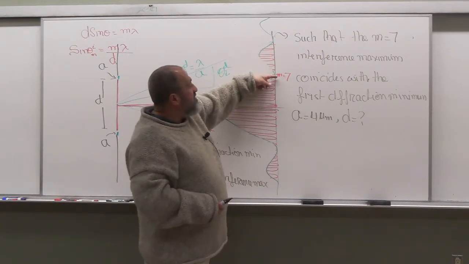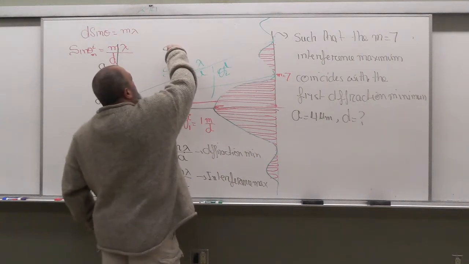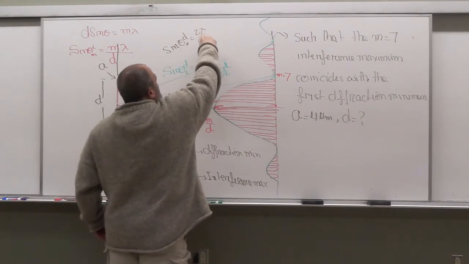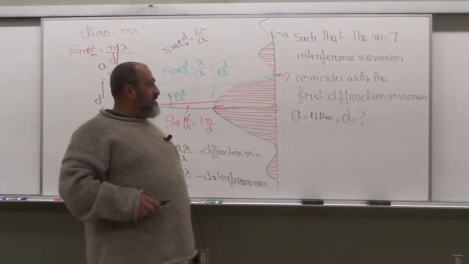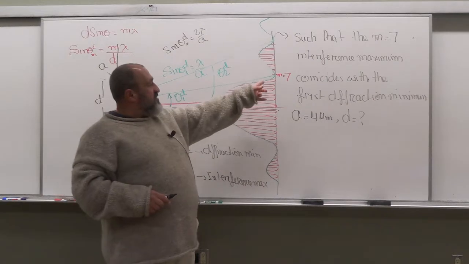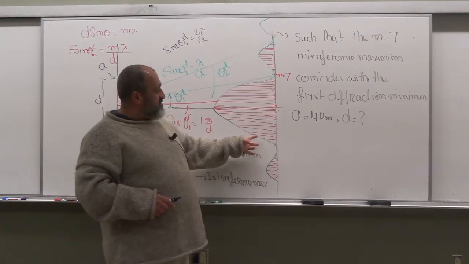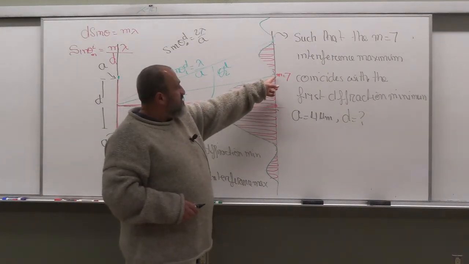If this is M equals 7, you can tell because sine theta 2 for the diffraction minimum is 2 lambda over A. You can easily tell that'll be the M equals 14. Because we're going to play this game now, if this is M equals 7, first thing I'd like to address is how many interference fringes I see. I'll see this is M equals 7.